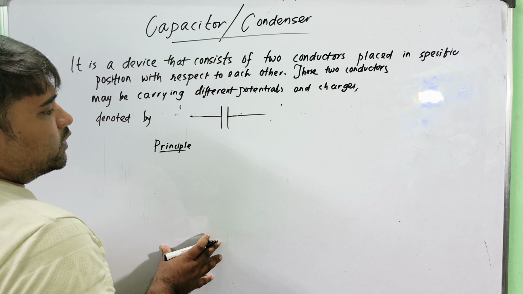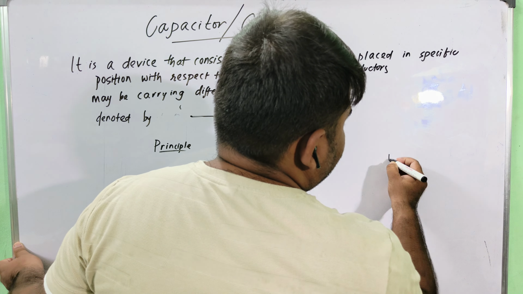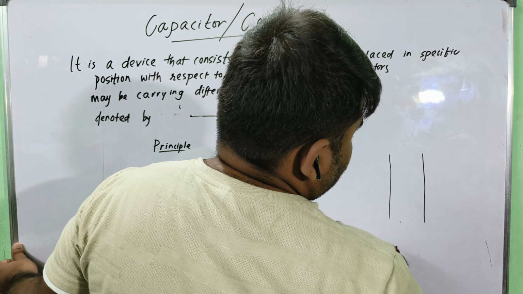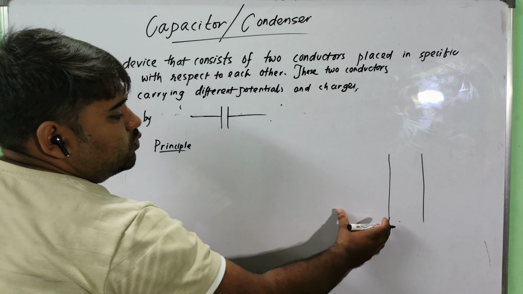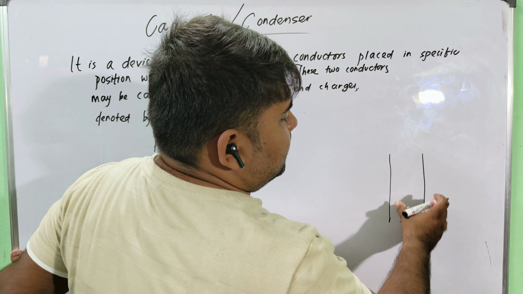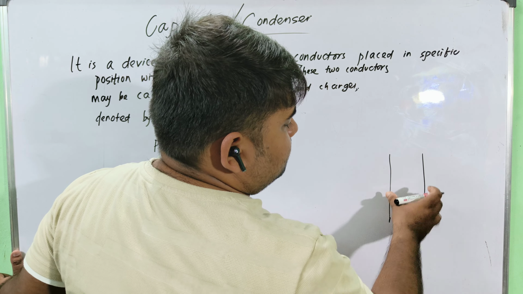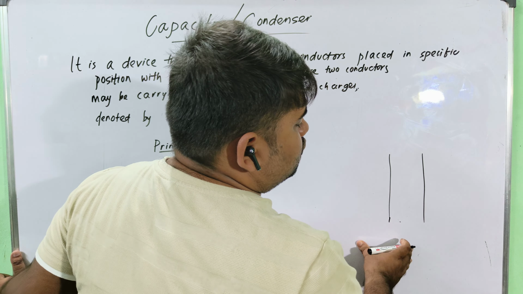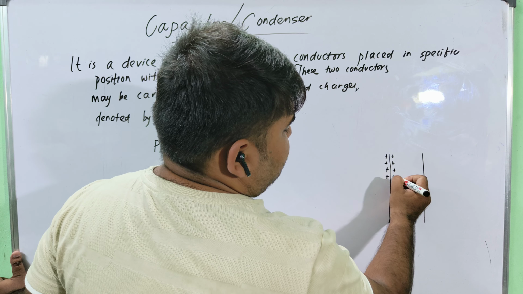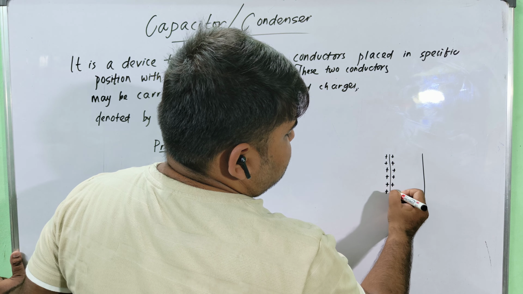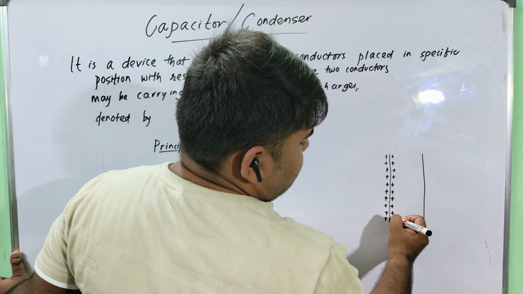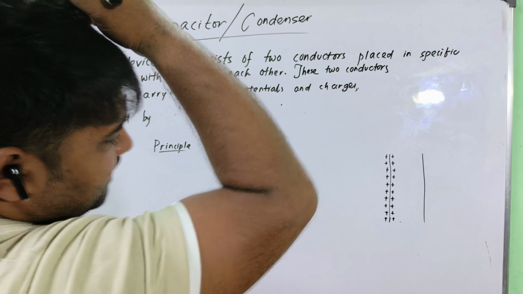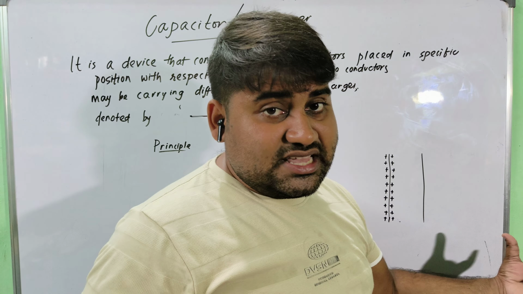So let me first draw you some diagrams and then I shall be writing the concept. You can see that there are two parallel plates, two parallelly kept conductors. One plate is positively charged, and the other plate is neutral. It is situated at some distance apart.